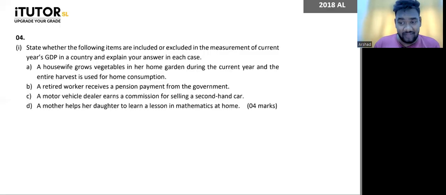We'll try and go a little faster. Okay. State whether the following items are included or excluded in the GDP. State whether these things are included or excluded. That's what they ask. Right.